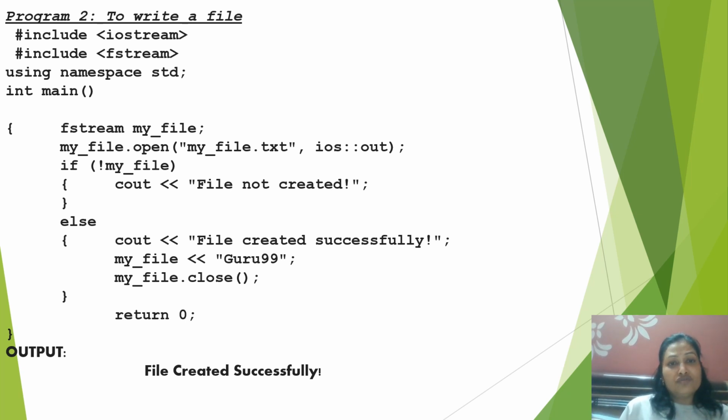Then again I'm checking the condition. If the condition is true, it means my file has not been created, but in the else portion it means my file has already been created successfully. And if it is created, then I'm writing a text with the help of the extraction operator. So my_file, operator, Guru99. This Guru99 will be written into my file, and then I'm closing my file and coming back. So in this way I can write any text to a file.